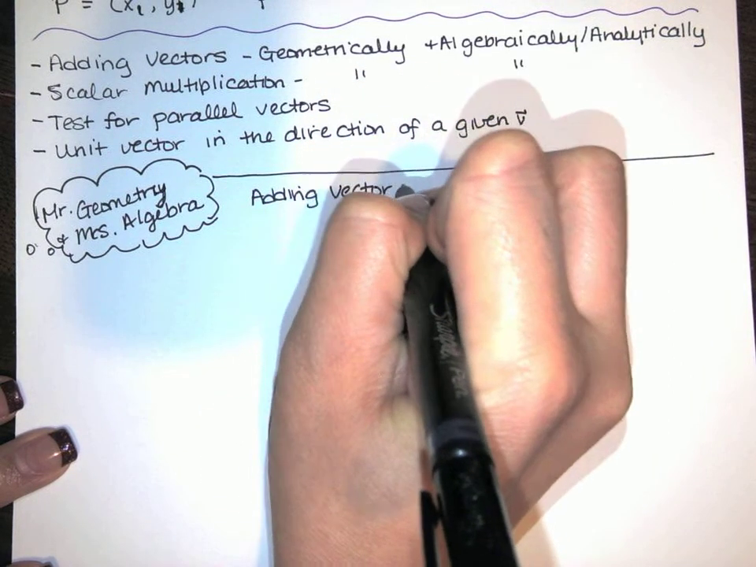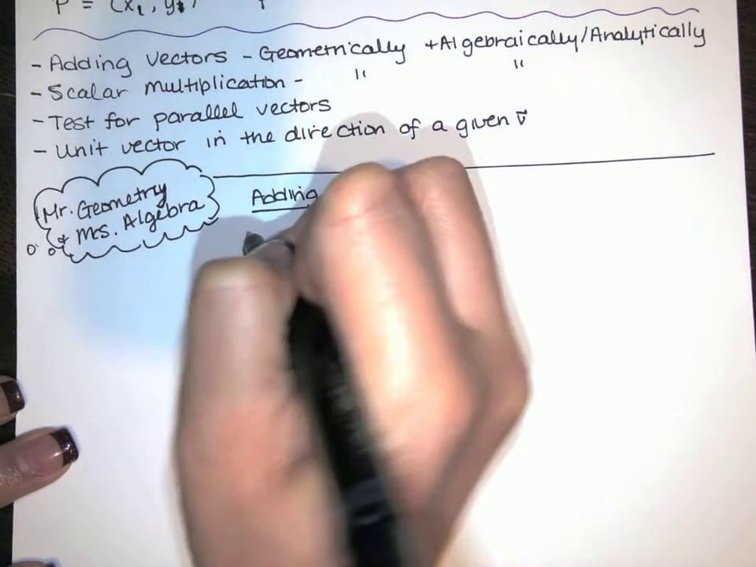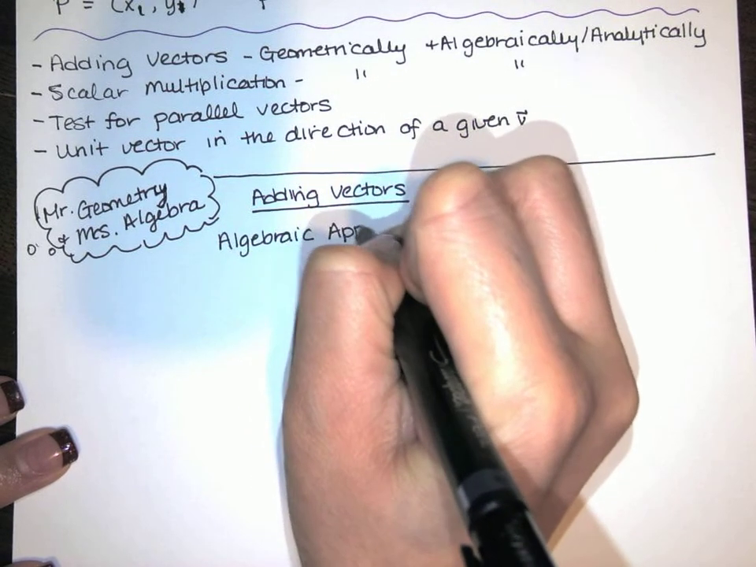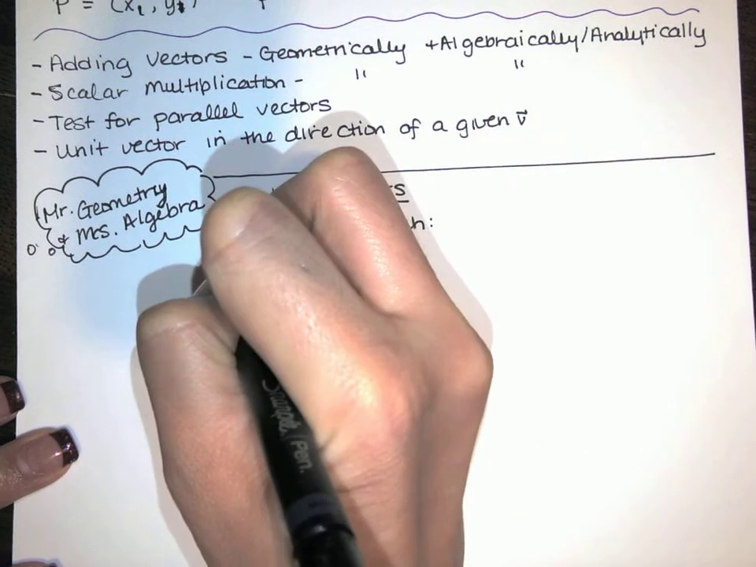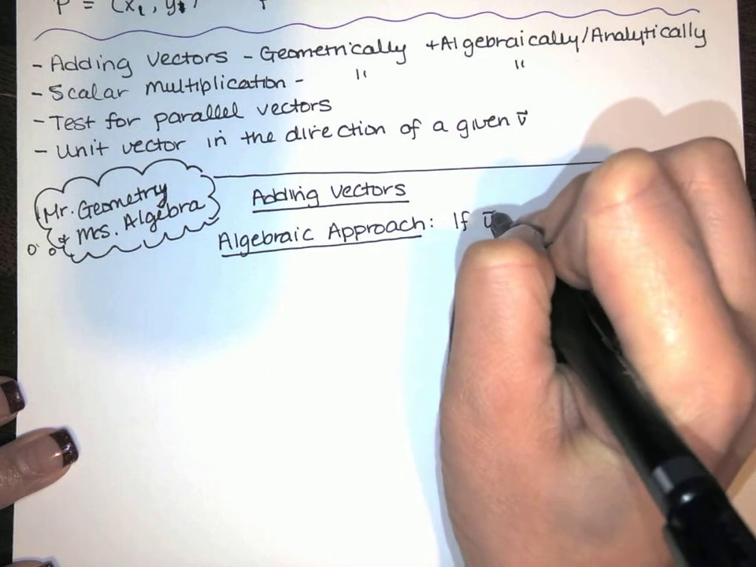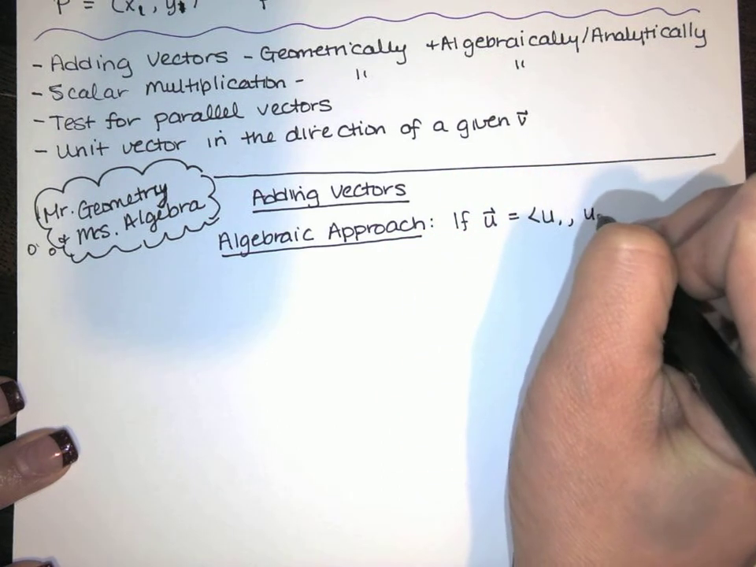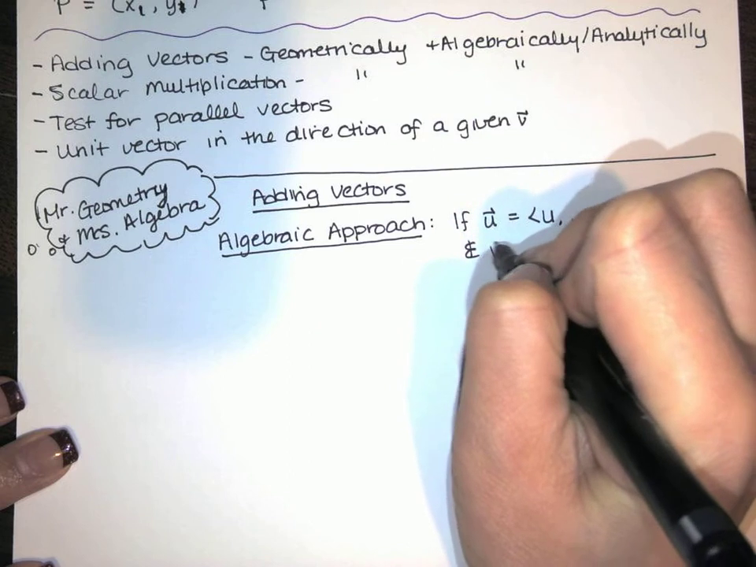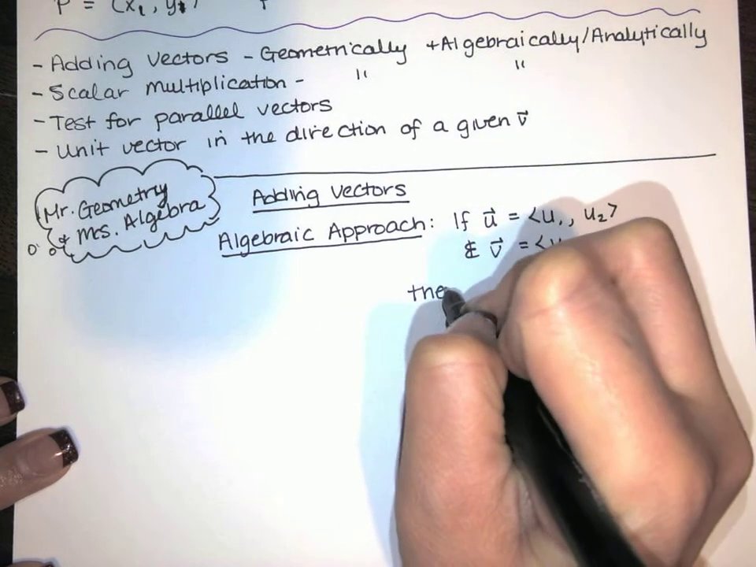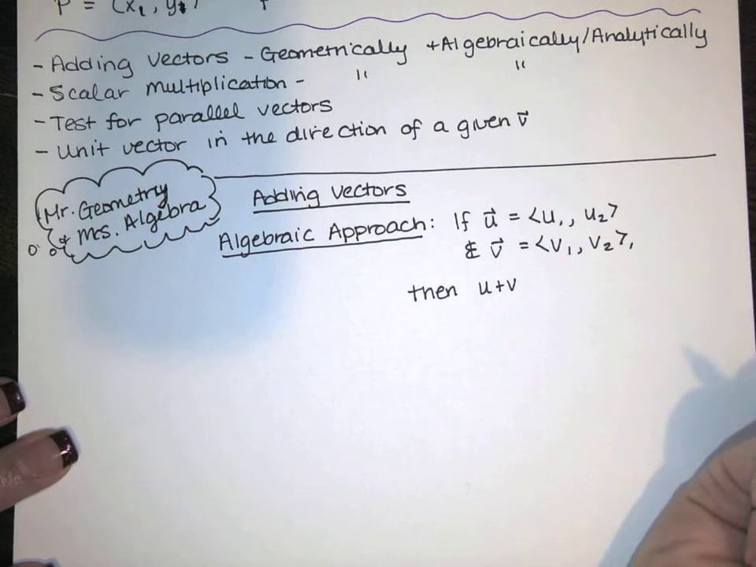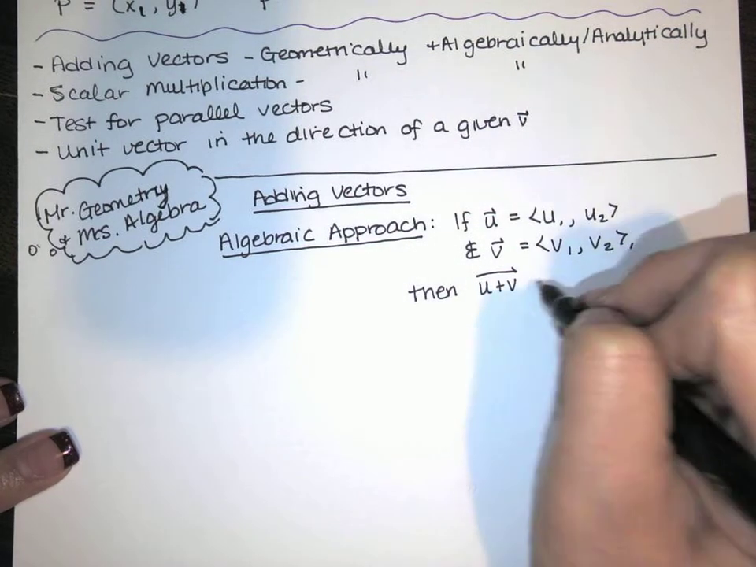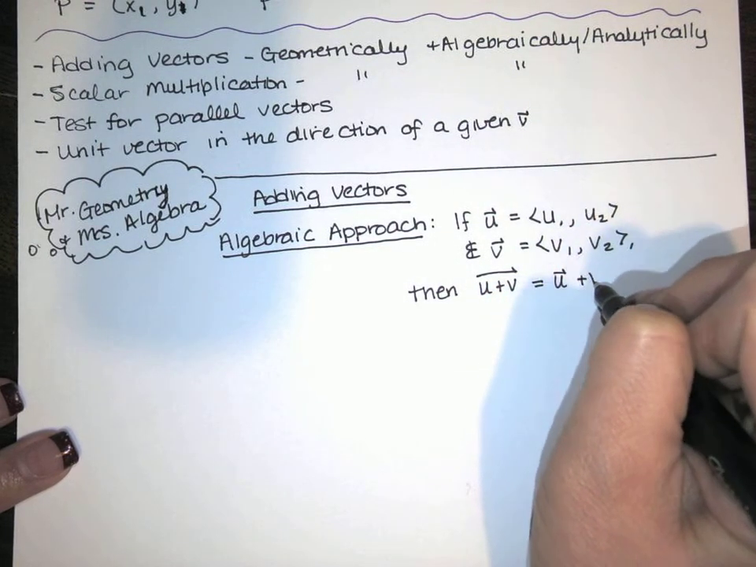In the last video, we talked about component form. So I'm going to do the algebraic approach first. If I want to add vectors algebraically, it's actually very, very easy. Let's say that U has component form U1, U2, and V has component form V1, V2. Then you simply add component by component. The vector U plus V is defined this way.